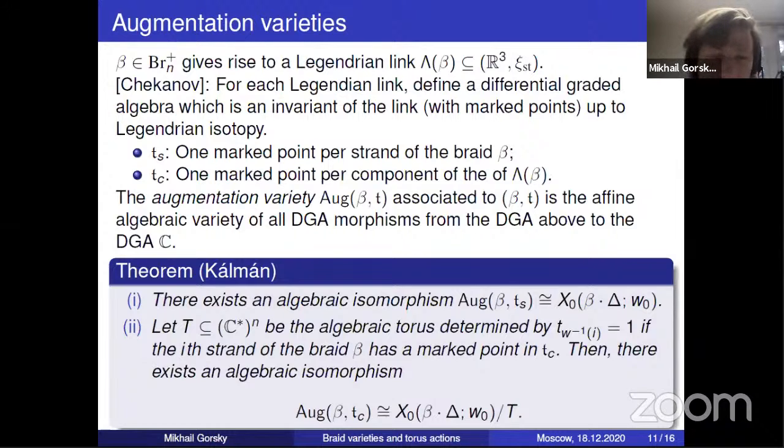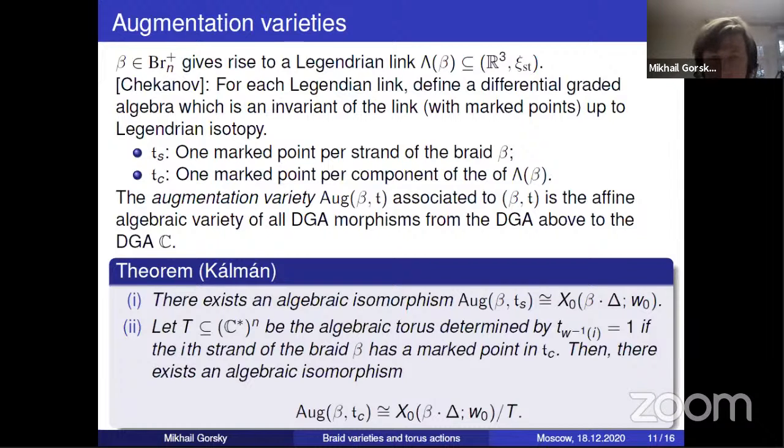I'm sorry for the notation, T should be maybe different from T on the previous slide, but we can define a certain algebraic torus. For TC, namely when we have one marked point per component, they live on some strands of our braid, and we can define an algebraic torus sitting inside C star n by this equation, and we have an algebraic isomorphism like this, the last line, where we quotient out this torus. I did not explain too well what the torus is, but this is some part of C star n. It's not necessarily C star n minus 1. It's obviously C star n minus 1 if and only if we actually had a knot and not a link. So this is one of the reasons why knots appeared on the last slide.